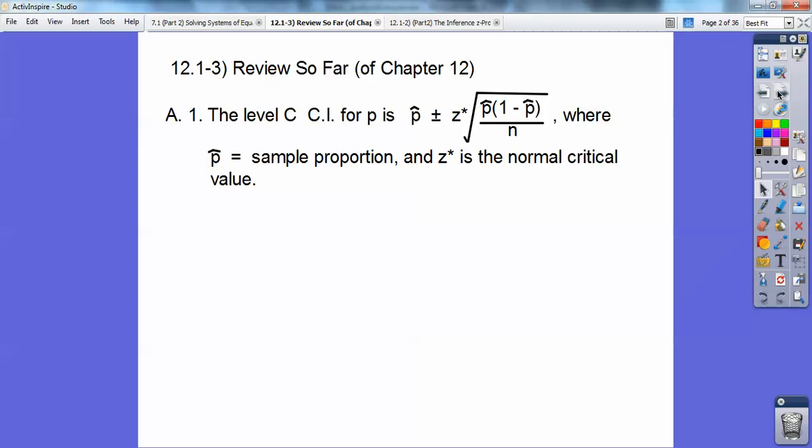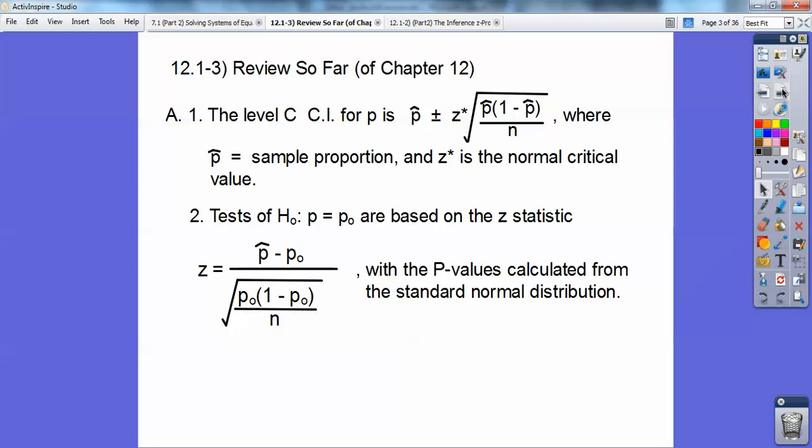Let's begin. Okay, the level C confidence interval for your population proportion is p hat plus or minus your z star and the square root of p hat times 1 minus p hat all over n, where p hat is your sample proportion and your z star is your normal critical value, what you get on table C.